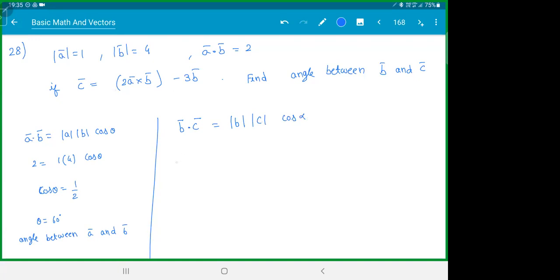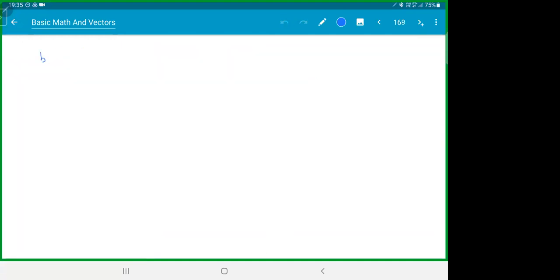So B dot C is B bar dot 2A cross B minus 3B bar. Mod B is mod B only. Mod C will be that big stuff there, mod of 2A cross B minus 3B. I think I should do that on the next page. B bar dot C bar is mod B mod C cos alpha.